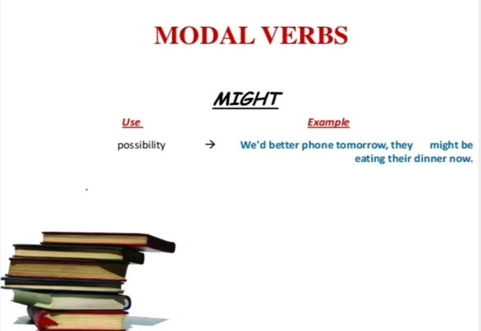Might, again it is the possibility. We had better phone tomorrow. They might be eating their dinner now. So it is possibility that at this time they will be taking dinner. So it is possibility, we are using might here, that we would phone tomorrow. They might be eating their dinner now.